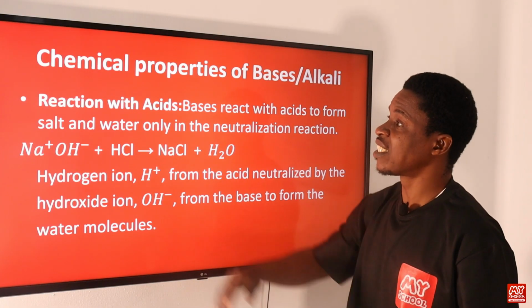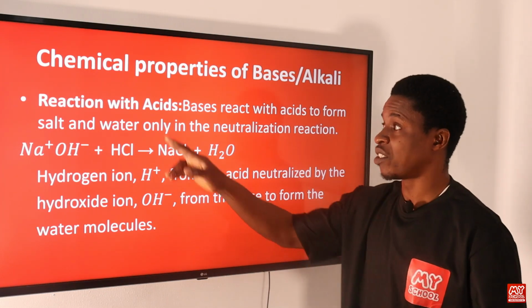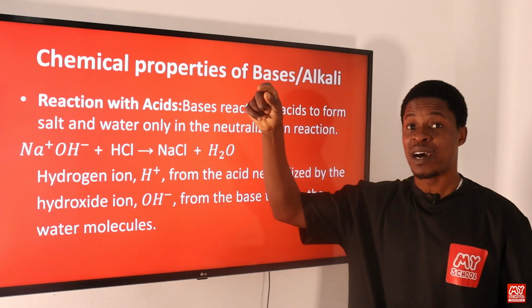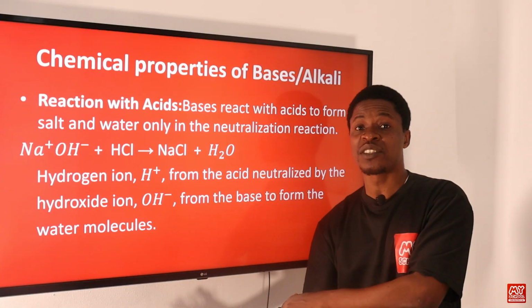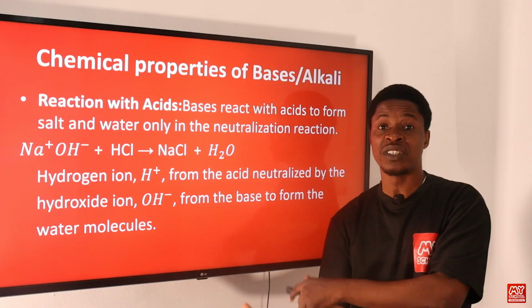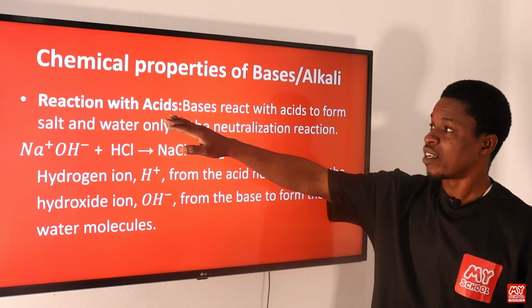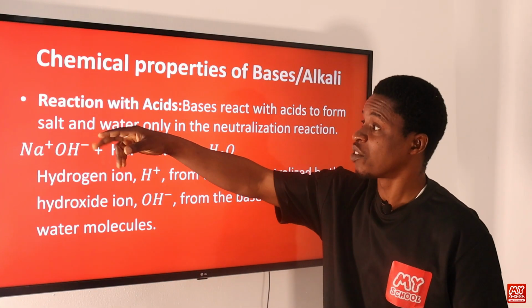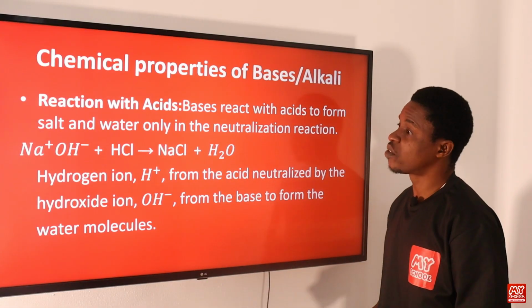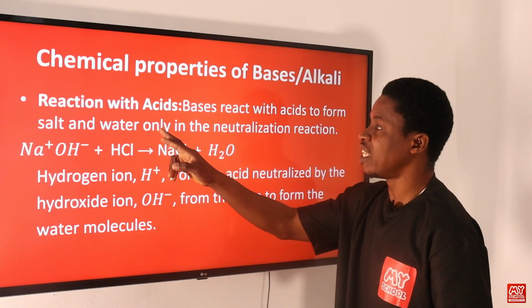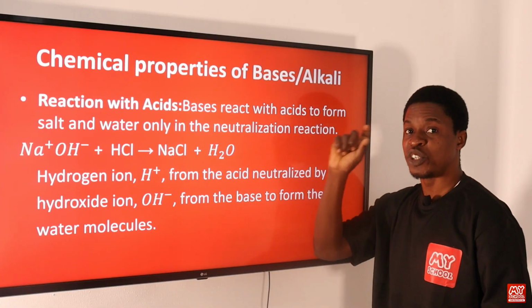The first one we are looking at is reaction with acids. We mentioned this as one of the characteristic chemical properties of acids also. So whatever reaction the acid has undergone, bases can also undergo. The first one we say is reaction with acids. Bases react with acids to form salt and water only, in the reaction we call neutralization reaction.